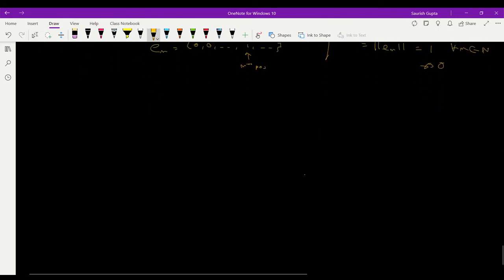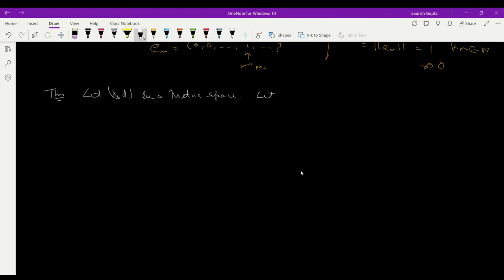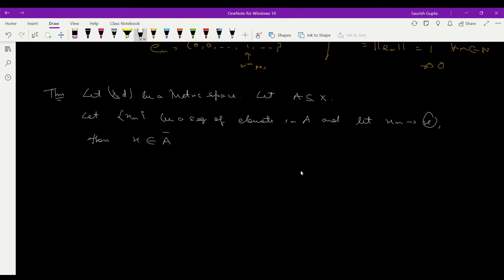Next we check a very important theorem related to closed sets, and mind it, this theorem is really very important. Theorem: let (X, d) be a metric space. I'm writing this theorem with its explanation itself as the theorem. Let A be a subset of X. Let Xn be a sequence of elements in A, and let Xn converge to X. Then this element to which the sequence converges belongs to the closure of the set.